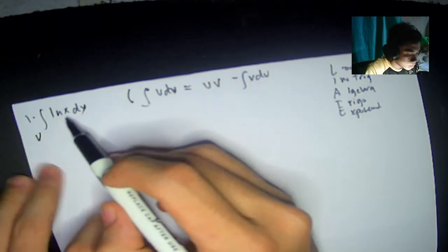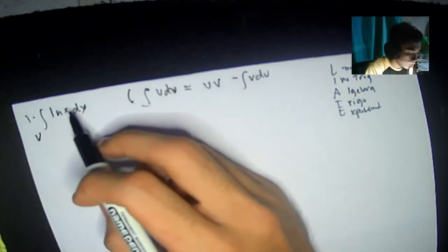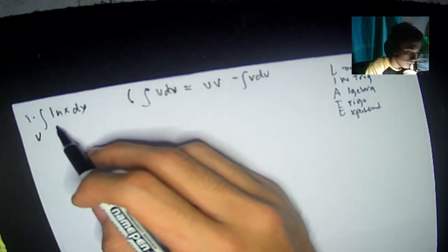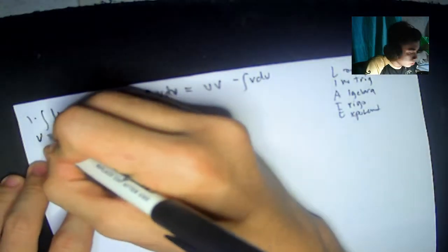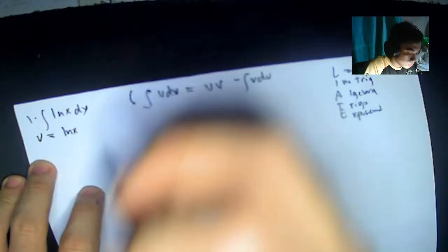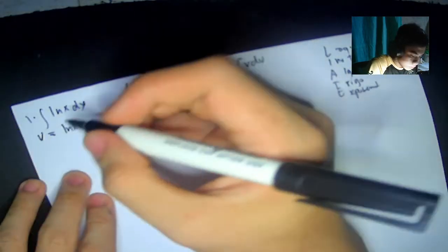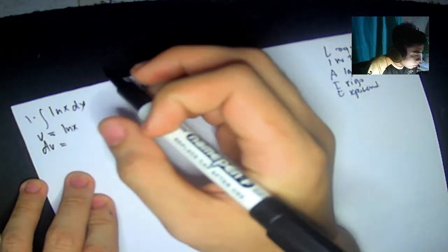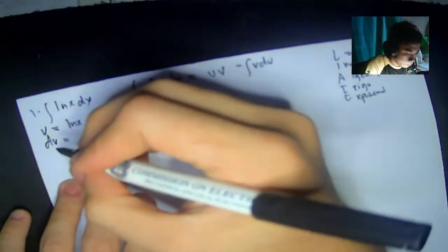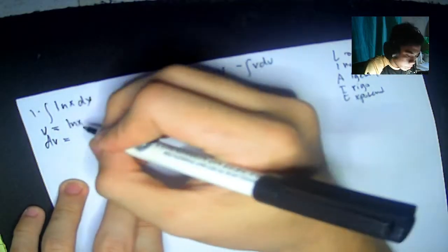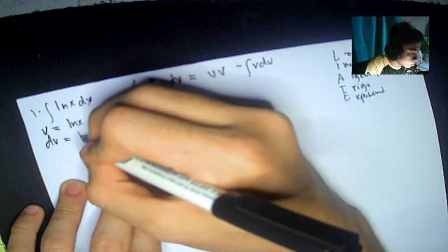So in our function here, we have an algebra and a logarithm. The logarithm comes first before algebra. So you'll have u equals ln x. So du is equal to, the derivative of ln x is just 1 over x.